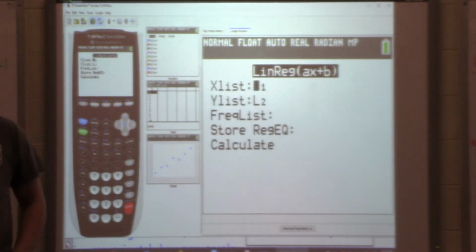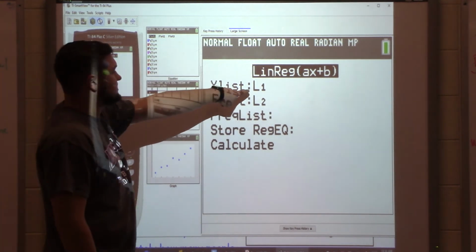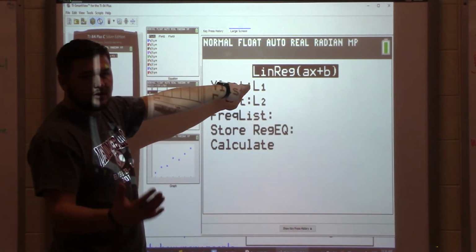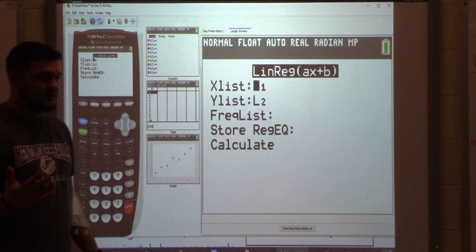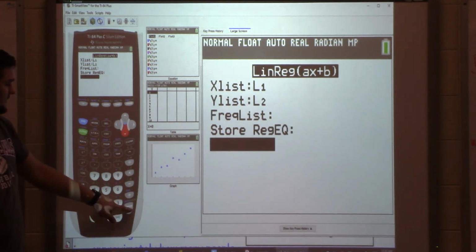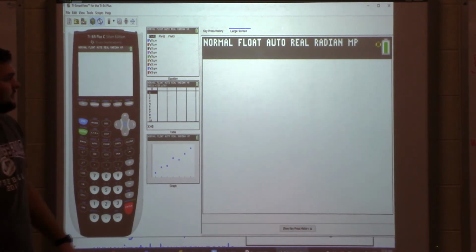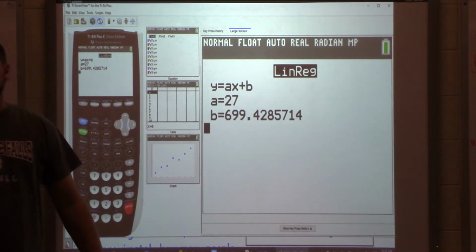This is where it's going to be different for the old and new calculators. The new calculators are going to look like this. We're going to put list 1 in our X list, because that's where we put our X values. Put L2 for our Y list, because that's where we put our Y values. And we're going to hit calculate. And it's going to pop up an A and a B. We're going to round to the hundredths place.